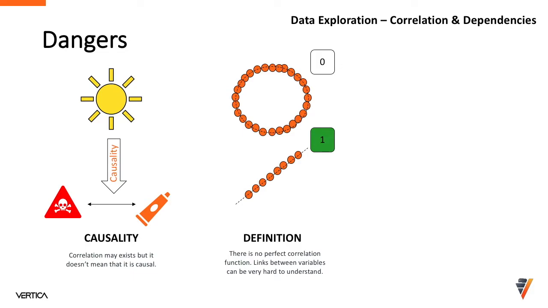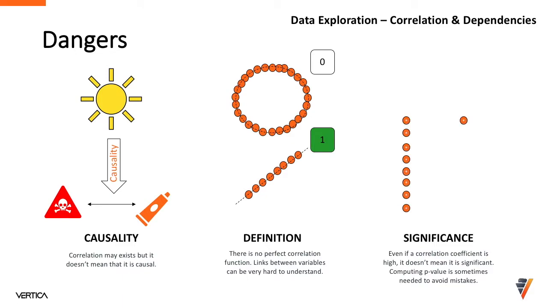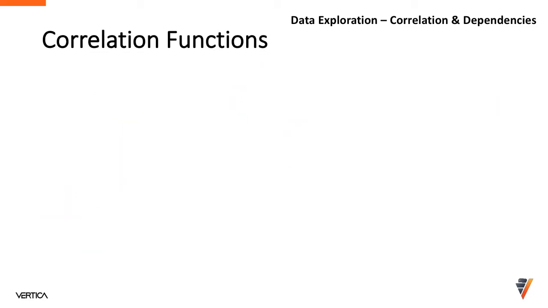Besides, if we find high correlation between two variables using a specific correlation function, there is no guarantee that this computation is significant. Indeed, some particular distributions can make the estimation biased, making the score high where it should not be. We don't have a perfect correlation function, and few correlation functions exist.